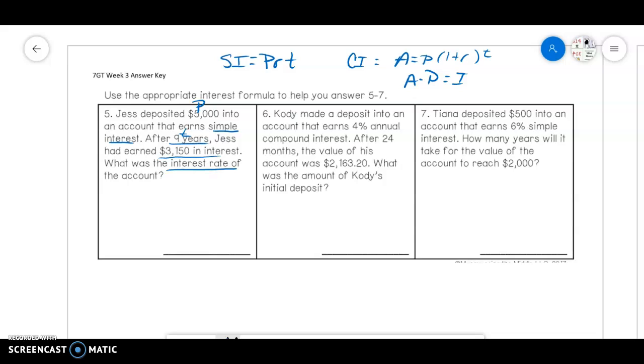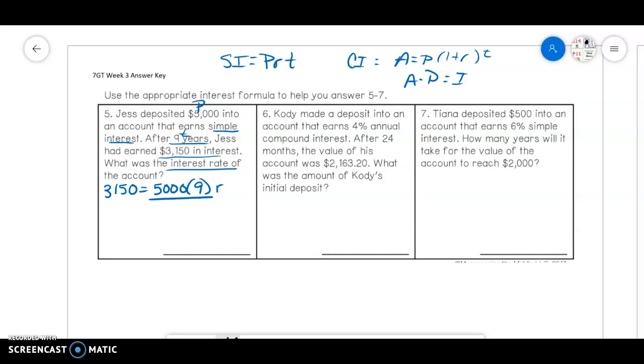And I apologize on the answer key. Some of you had to put it as a decimal. It wouldn't let you put a percent. I still gave you credit. So if we have I equals PRT, 3150 is equal to 5,000 times 9 times the rate. We don't know the rate.